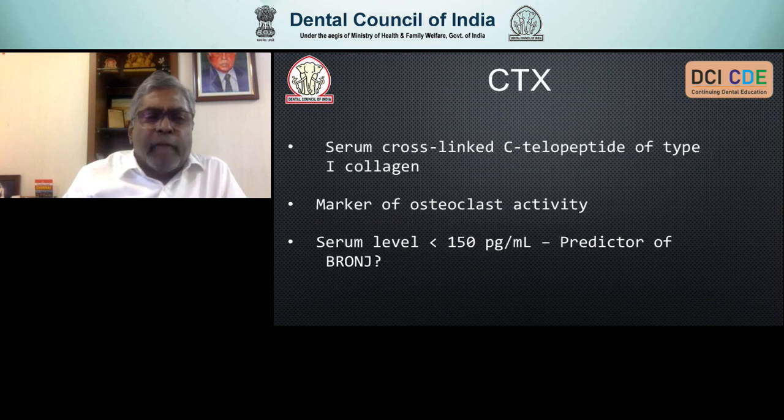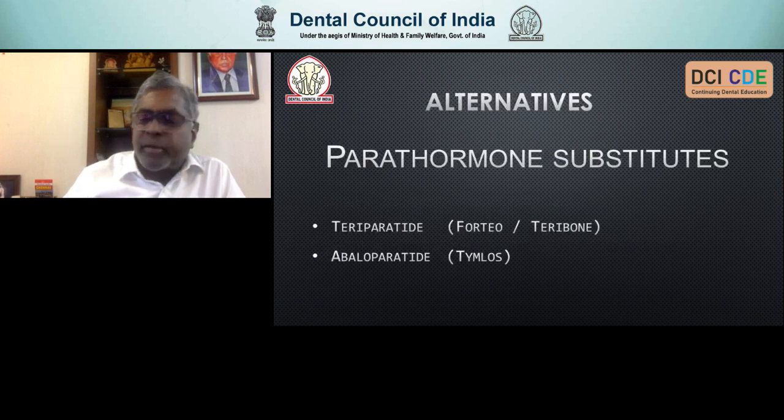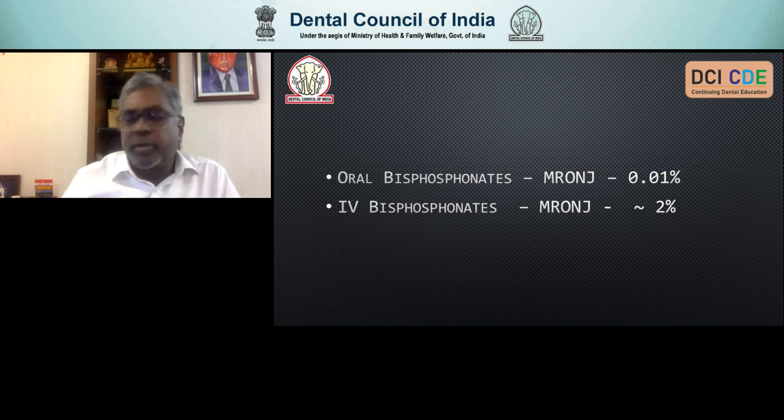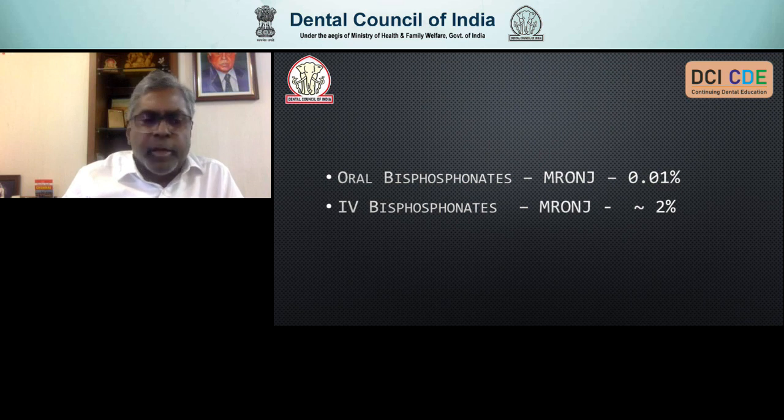Especially if you're on IV bisphosphonates, the chances of medication-related osteonecrosis of the jaw is as high as 2%, which is a big risk with any sort of treatment, especially if you're doing an extraction or a surgical procedure or an implant. You need to be very careful if a patient is on IV bisphosphonates. With oral bisphosphonates, you are much safer. However, you still need to know that there is a slightly higher risk.